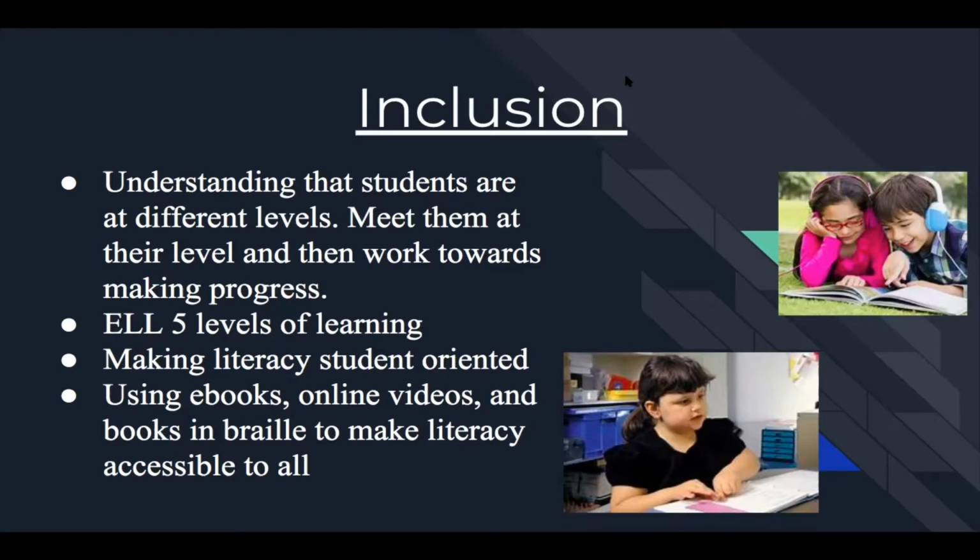In regards to our English language learners, they have been quite successful by dividing them into 5 levels of learning. This way, we can categorize our students into certain levels so that we can give them the next set of tools that they need so that they can eventually become fluent with English. Another aspect of inclusion is making literacy student-oriented. By listening to what our students are interested in, we can use that when creating our lesson plans so that our students can become more invested in their education because they are intrigued by what they're learning.